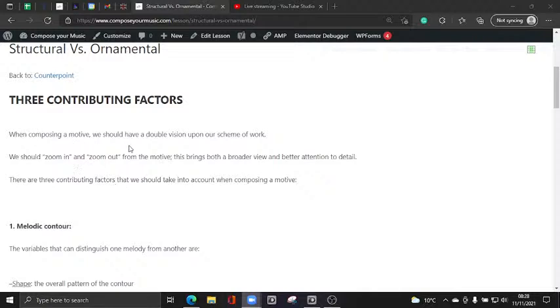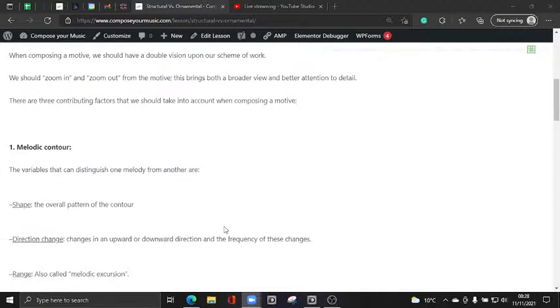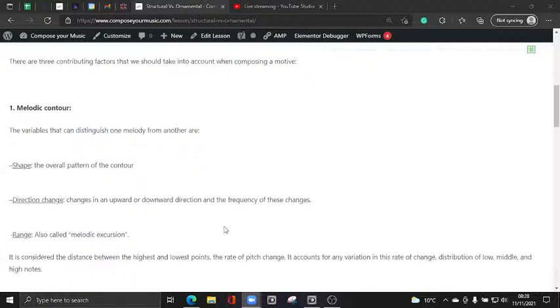When composing a motif, we should have a double vision upon our scheme of work. We should zoom in and out from the motif. This brings both a broader view and better attention to detail. There are three contributing factors that we should take into account when composing a motif. When I say composing a motif, also take into account that you're going to analyze stuff. So analyze and composing.